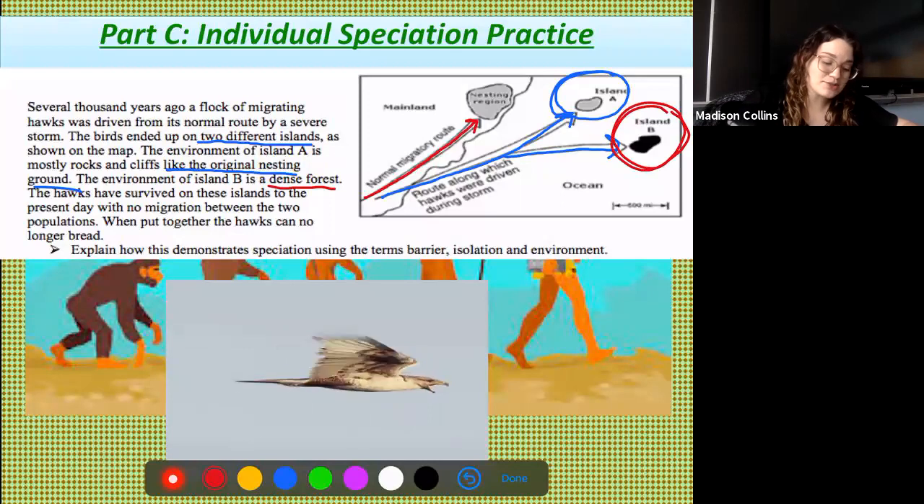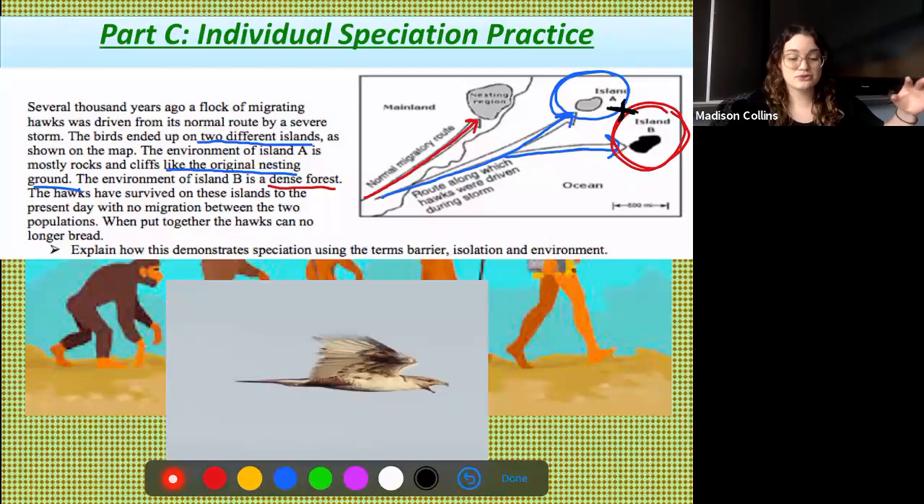But thankfully, these hawks were able to survive, probably due to the genetic diversity that they had, right? And the hawks that survived on these islands to present day with no migration between the 2 populations. So these populations cannot intermingle. That space between the islands is too great. They're not flying back and forth. So when put back together, if these hawks ever meet again, they can no longer breed.